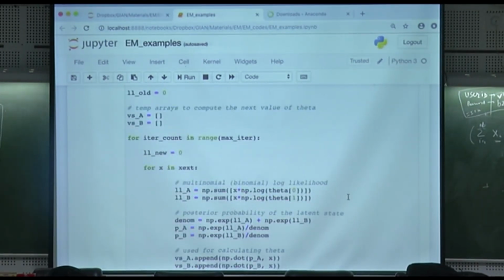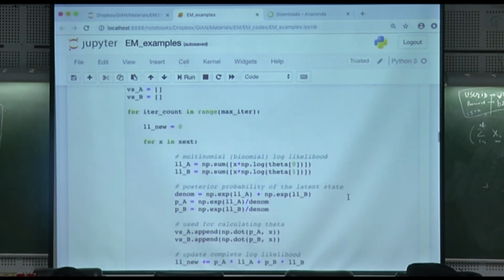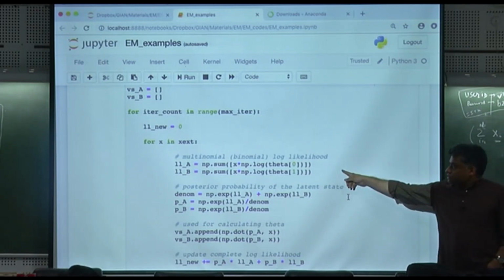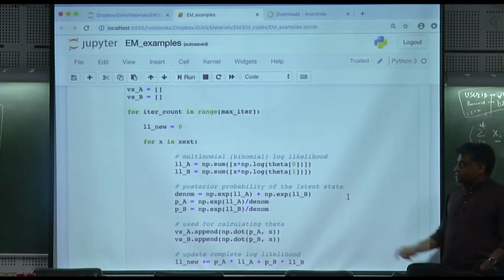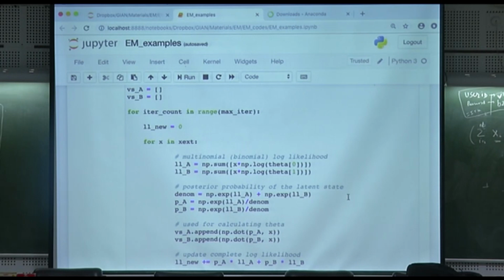What's going on over here? This is exactly the stuff that we have in the notes. So I'm trying to compute the new log likelihood. In order to compute the new log likelihood, which is this expression, I need to compute the probability of A given xi and the probability of B given xi. So I look at the log likelihood. This is basically looking at x times np.log theta 0. So what's going on here is I'm looking at each of those quantities.